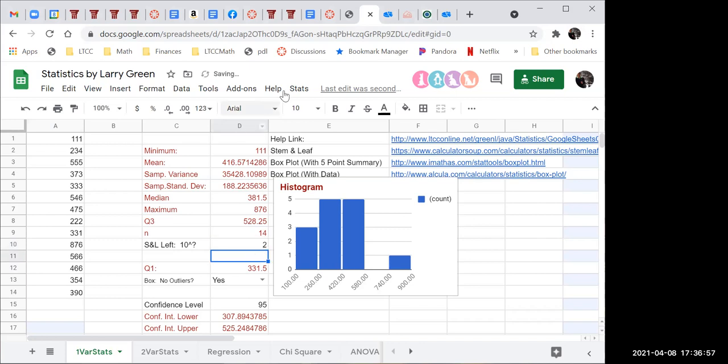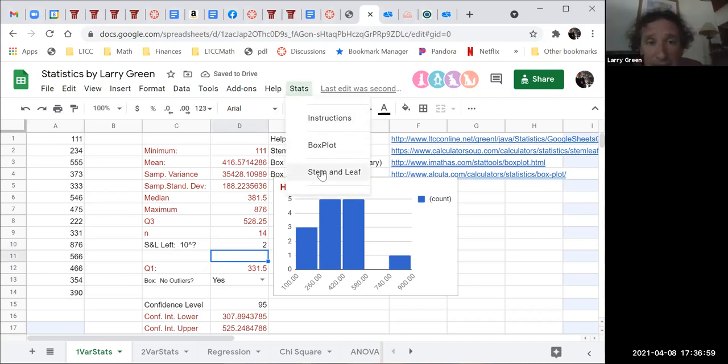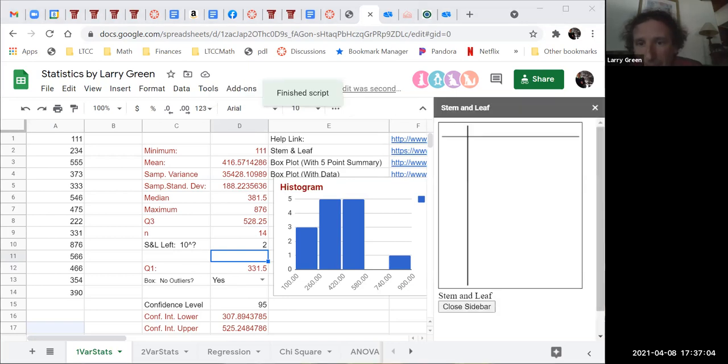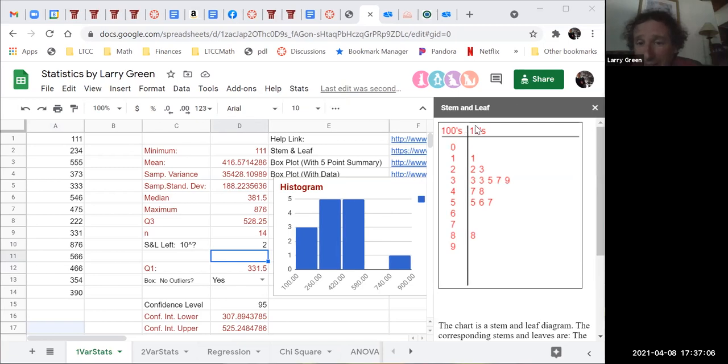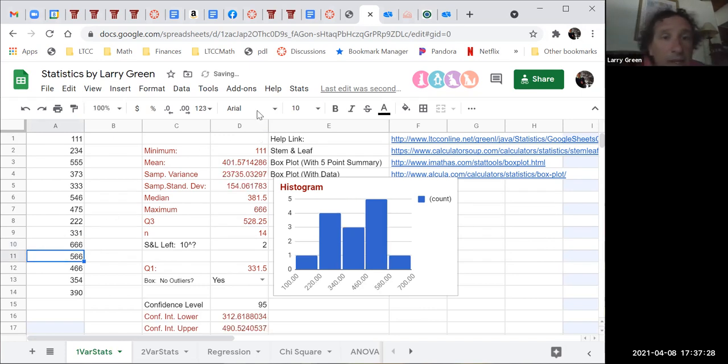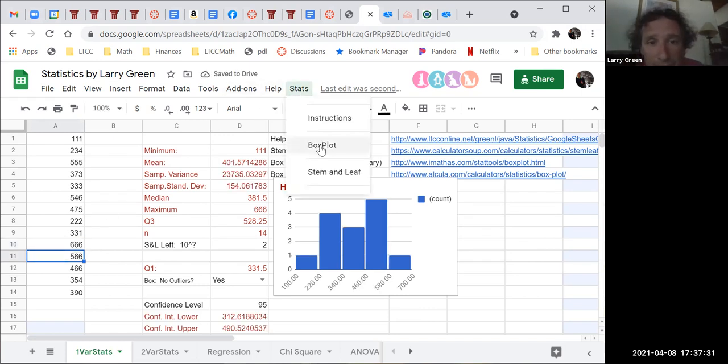Hit enter. Now if I go to stats and I go to stem and leaf, notice now it gives you hundreds and tens. Any questions on that? Okay. And I'm going to change something just for showing you something different. I'm going to change that 876 to how about 666. And there's a reason I'm doing this in a moment. So let's go back to the box plot.